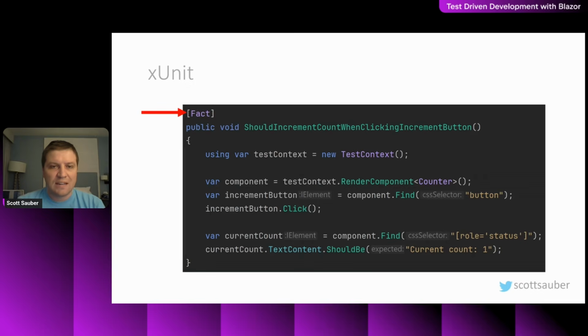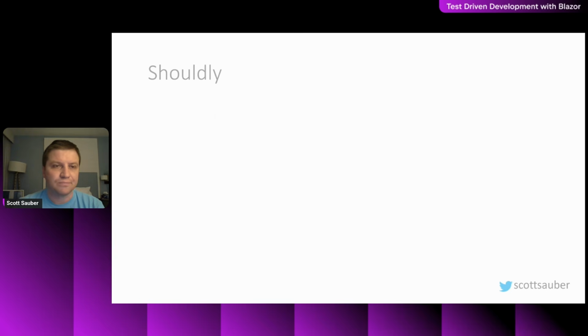So I've got a test here, and this is testing the classic counter component. This is a test that's saying, hey, it should increment the count when clicking the increment button. As part of this test, the only part that's really XUnit is this fact attribute up here that's basically marking this as a test. So that's the only part of where XUnit really comes in.